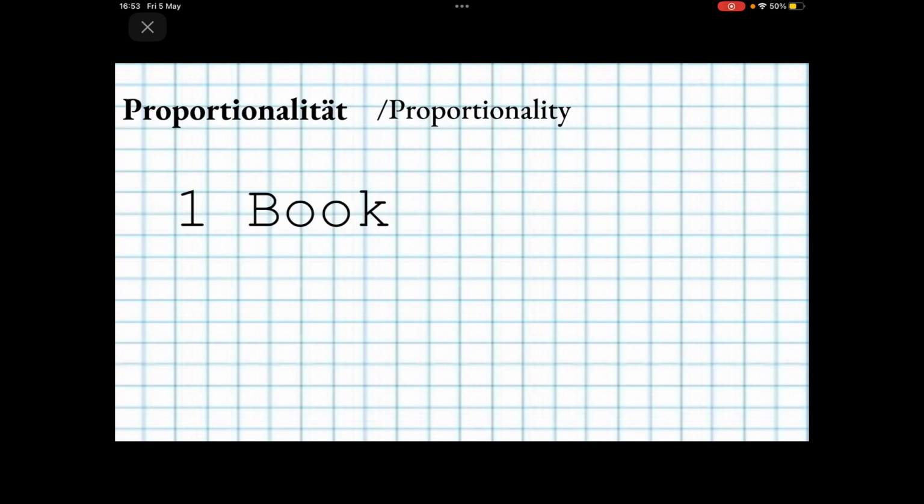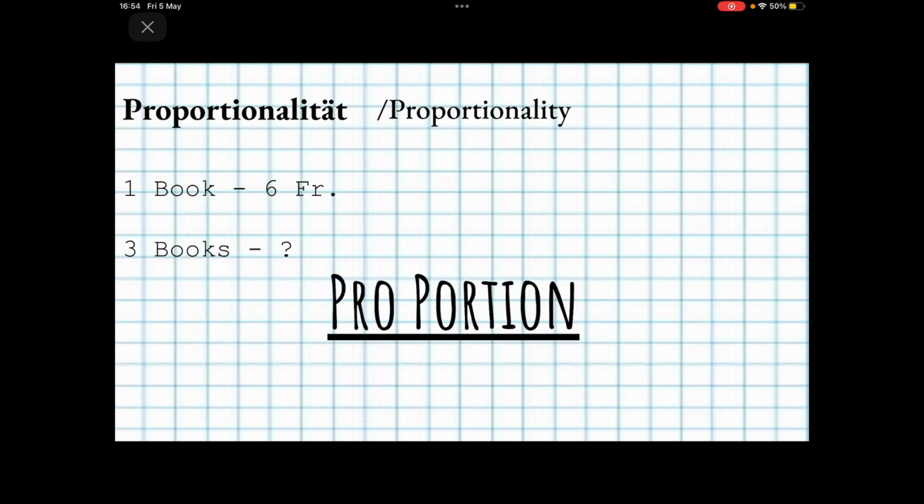I have one book and it costs 6 francs. Then how many francs do 3 books cost? First we actually have to find out what proportionalität means. It means proportion, as you can see in the word. That means every portion, every unit is something.